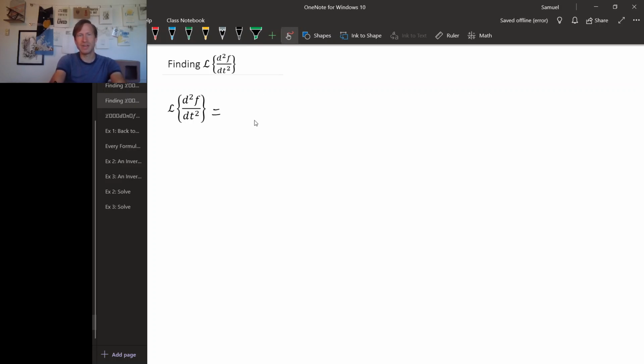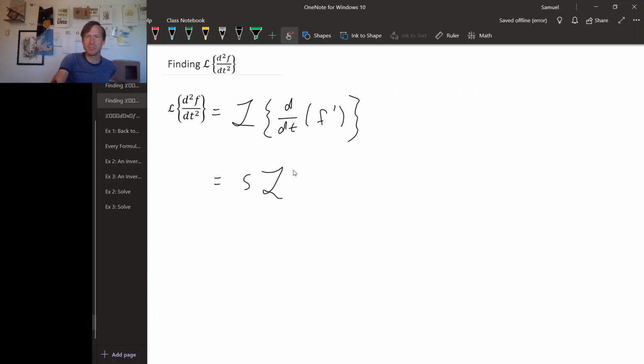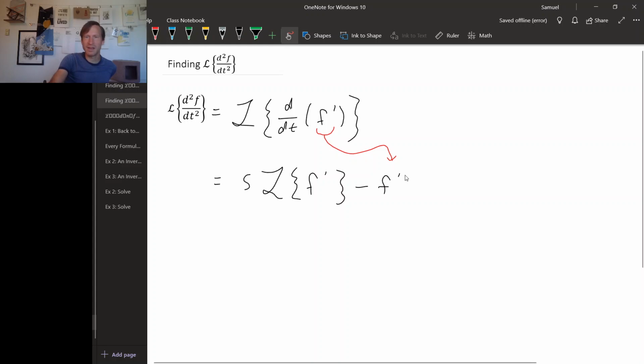So again, we can write this as the derivative with respect to t of f prime. Okay, now we know what the Laplace transform does to a derivative with respect to t. It makes it multiplication by s. So multiplication by s times the Laplace transform of f prime, minus the initial value of this function right here. And the initial value of f prime is f prime of 0.